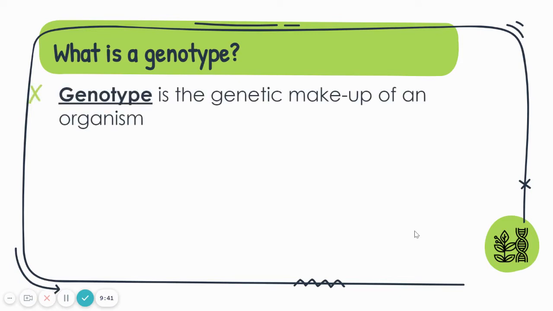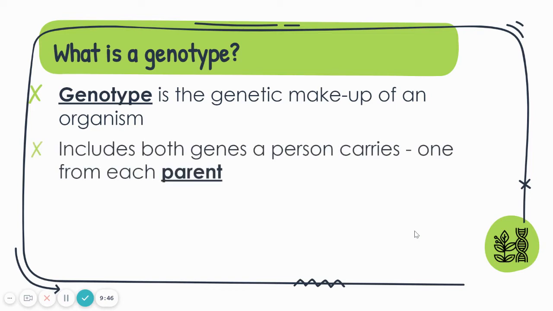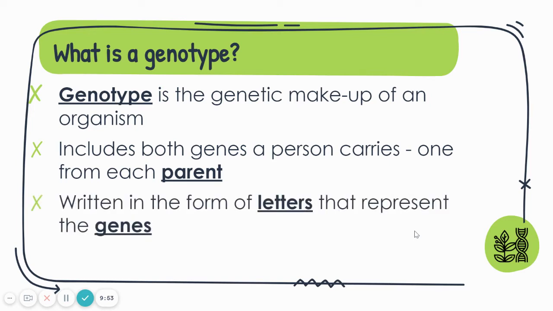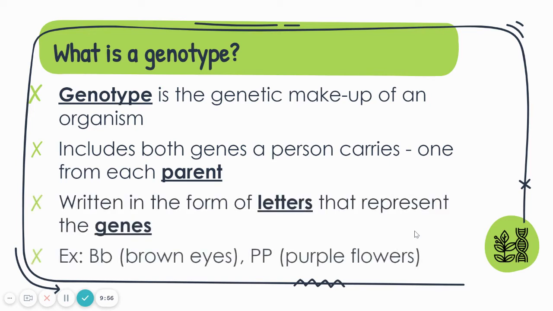What is a genotype? A genotype describes the genetic makeup of an organism. So it is going to include both genes that a person carries, one from each parent, and it's written in the form of letters that represent the genes. For example, big B, little b. That's what we call it, right? Like capital B, lowercase b. Big B, little b would be brown eyes. Their genotype is big B, little b, right? That describes the actual genes the person carries. Or big P, little p, that would represent the actual genes the person carries, one letter representing each parent.